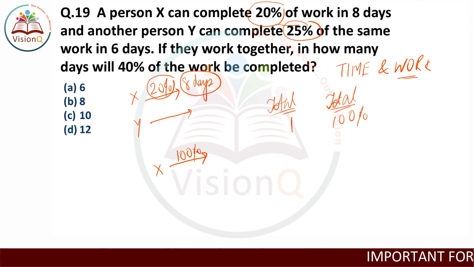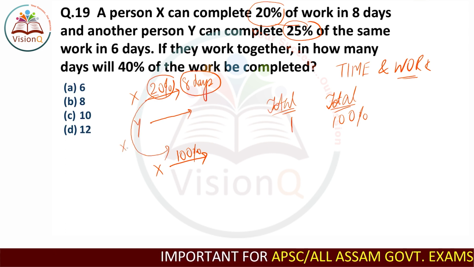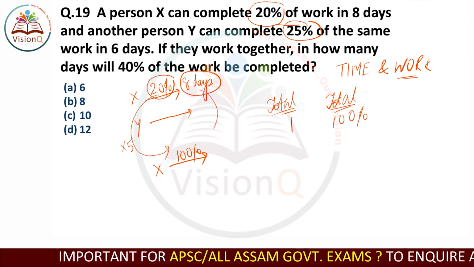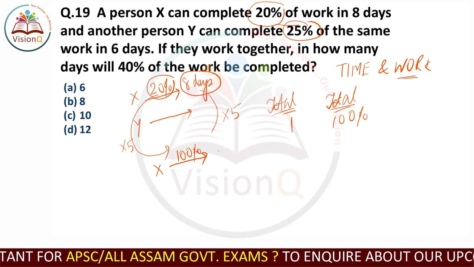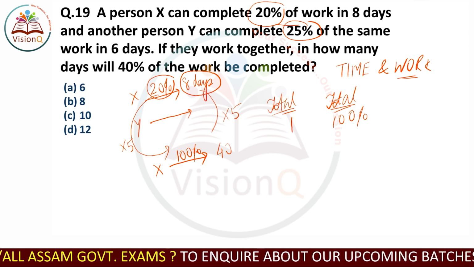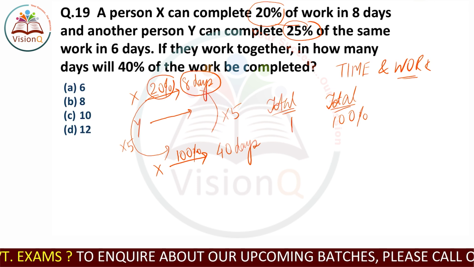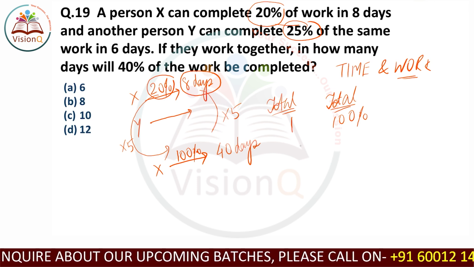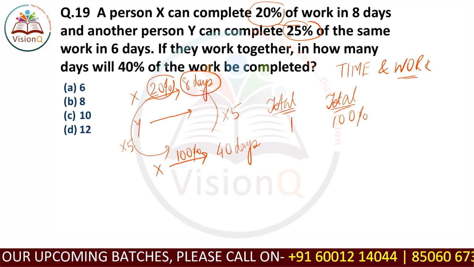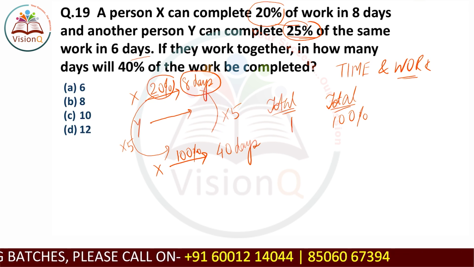Now 100% can be found from 20% by multiplying by 5, so also multiply this 8 by 5. That means X can complete the whole work, 100% work, in 40 days. Now in case of Y, Y can complete 25% work of the same work in 6 days.